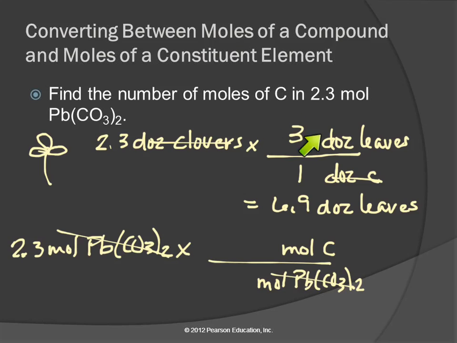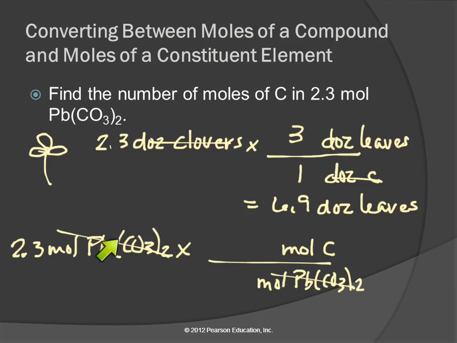This ratio 3 to 1 of leaves to clovers was the same for individual clovers and for dozens, right? Because when you have the dozens, everything's multiplied by 12. When you have a mole, everything is multiplied by Avogadro's number.